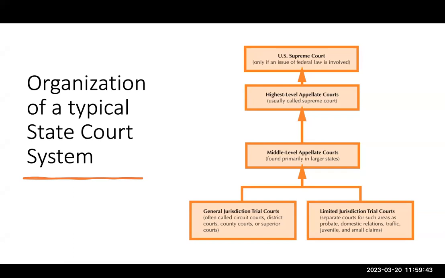This slide is reproduced from the textbook and shows the organization of a typical state court system. This is figure 5.4 that appears at page 121. And again, it's not specific as to any particular state, but it shows a typical outline of the general jurisdiction trial courts, sometimes limited jurisdiction trial courts, mid-level appellate courts, and then the highest level appellate court, and then ultimately appeals to the U.S. Supreme Court.